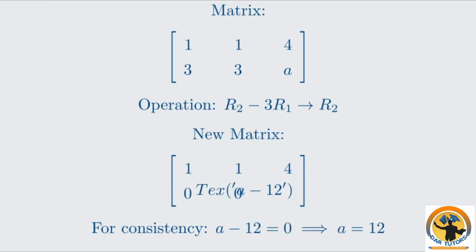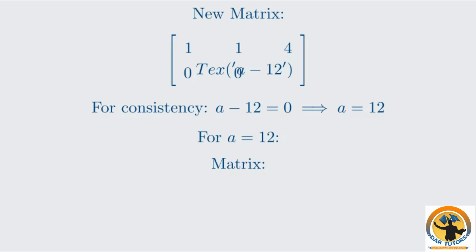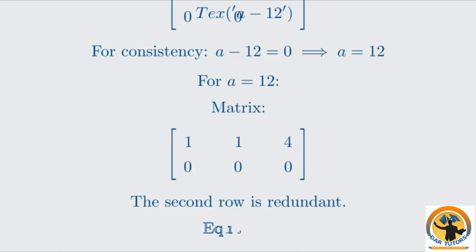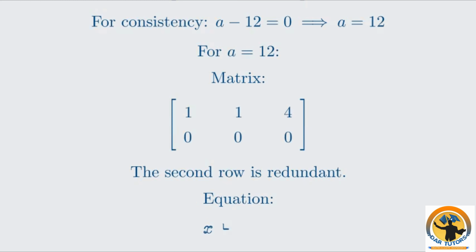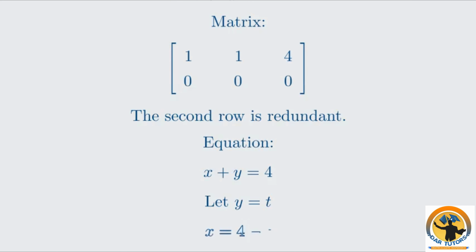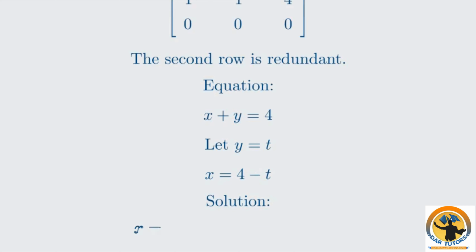Now, let's find the solution set for a equals 12. The matrix becomes 1, 1, 4 in the first row and 0, 0, 0 in the second. The second row is redundant. We are left with one equation, x plus y equals 4. Since we have one equation and two unknowns, there are infinitely many solutions. We introduce a parameter. Let y equal t. Then x equals 4 minus t.